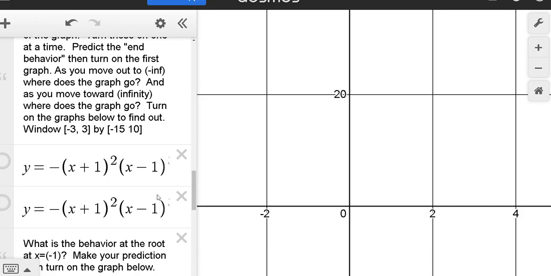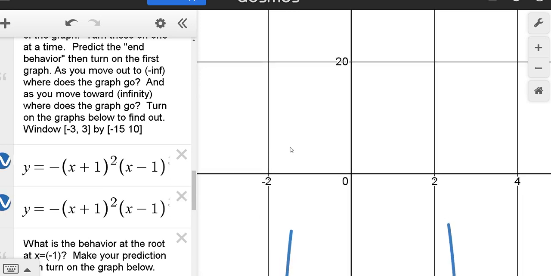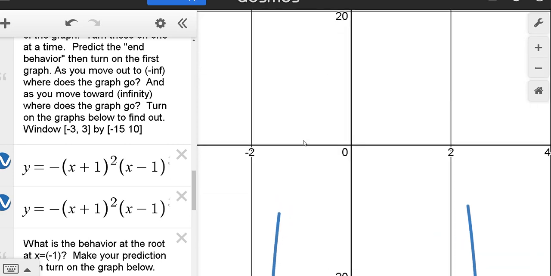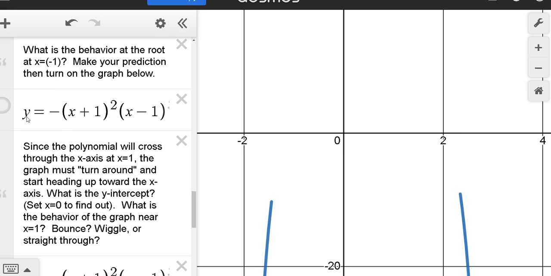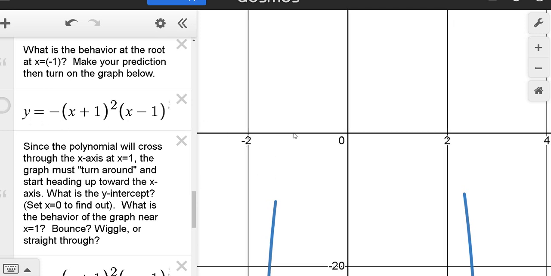So let's go back here. You can graph each of these. So that's the end behavior here. So we've got the end behavior. And then what do we expect? We expect the first part of the polynomial to bounce off the graph at -1. And there's your bounce. So we can sketch that part in. Let's do that.